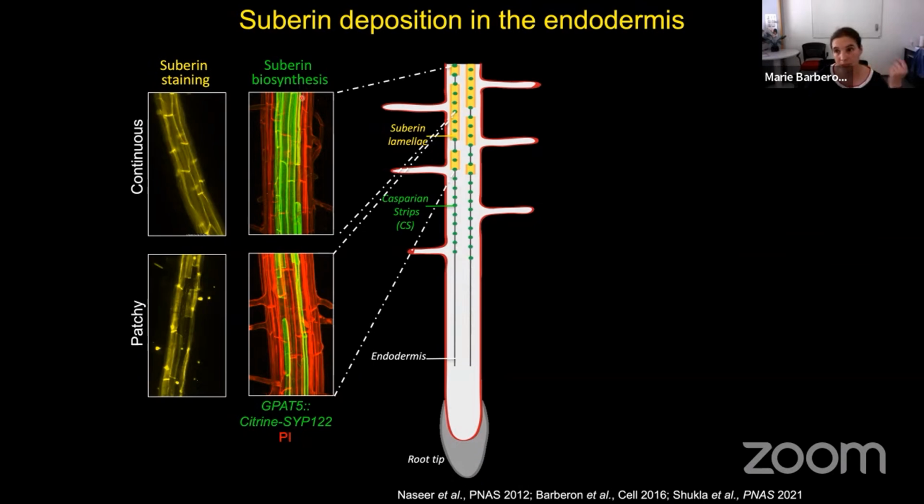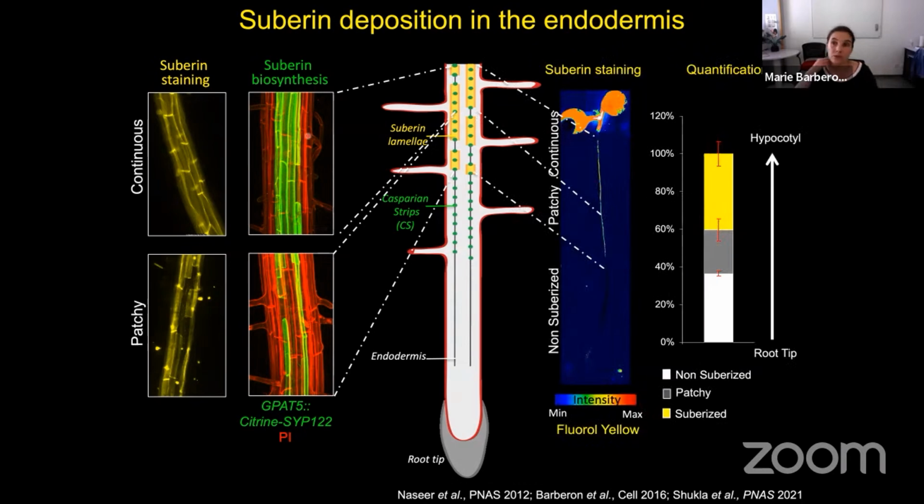We also have a suberin biosynthesis reporter line, where we use the promoter of GPAT5, a key gene for suberin biosynthesis. We can then visualize with live imaging where suberin biosynthesis is happening in roots. And we have exactly the same pattern with this marker, because we again see first patches of endodermal cells where there is suberin biosynthesis, and later on the whole endodermis does suberin biosynthesis.